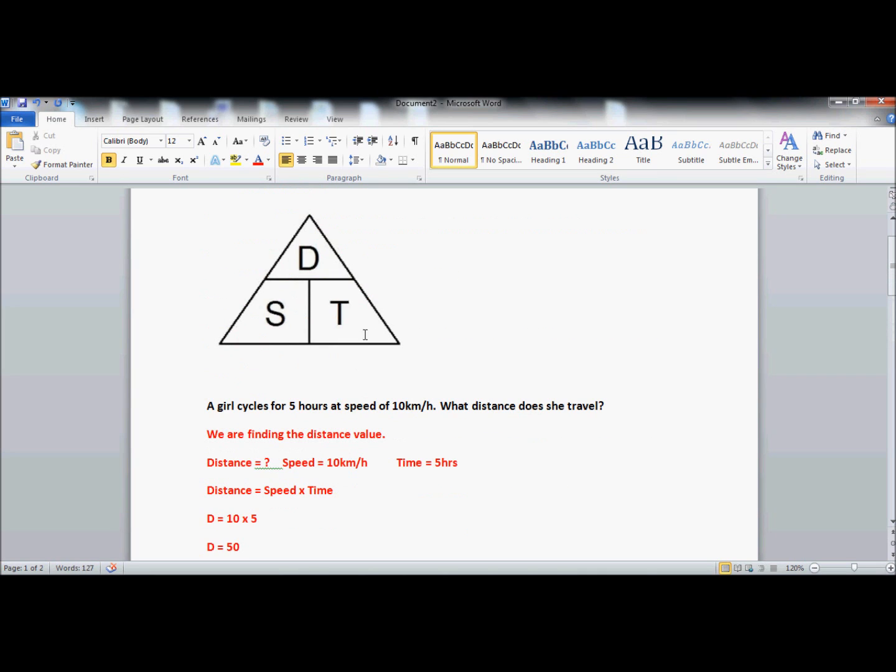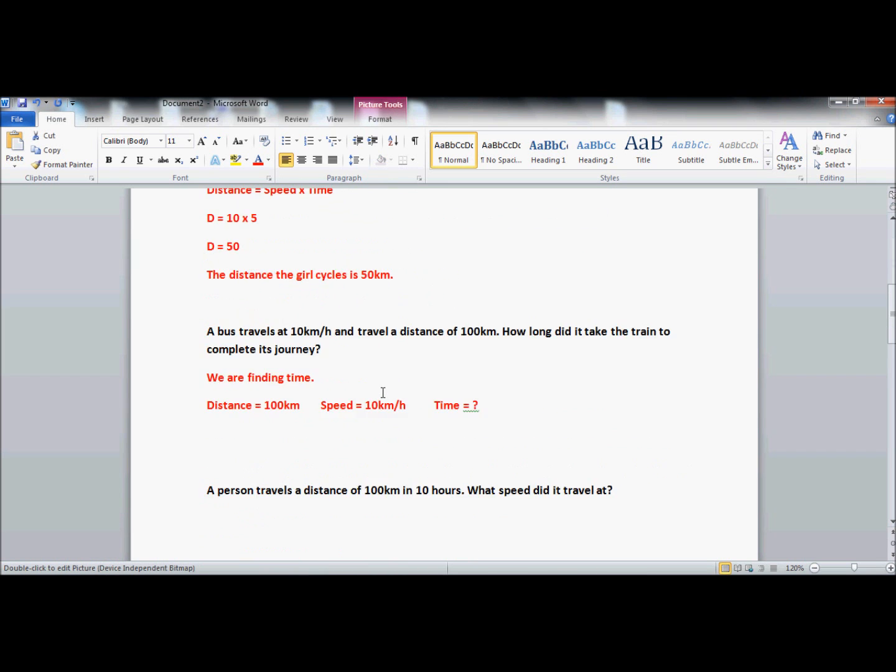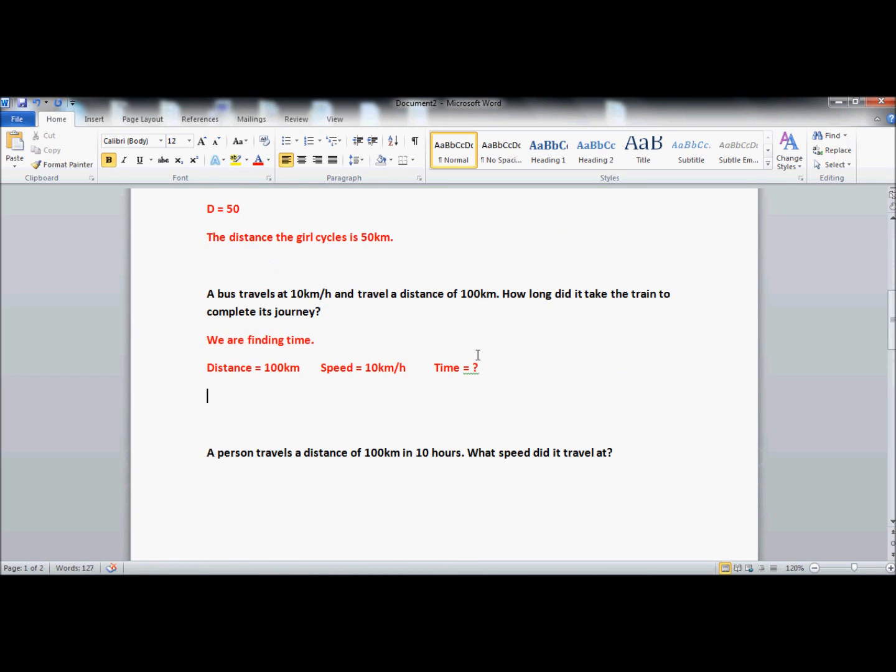For time, we just have to cover up the t. By covering that up, we divide: it's d divided by s. See how the d is above the s, and that is the formula. So time equals distance divided by speed.